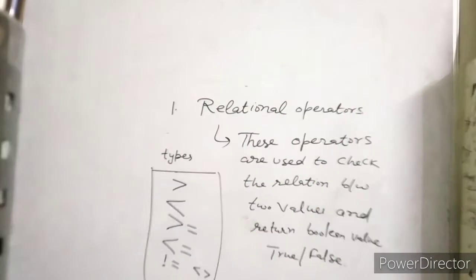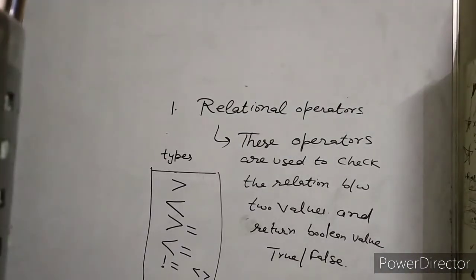How many relational operators have I written on the board? Greater than, less than, greater than equal, less than equal, not equal. You can see how I have written not equal. Not equal we can write in two ways. First is exclamation sign equal to, and the second way is less than greater than sign. You can use either of these. Okay? And the last one is equal to.